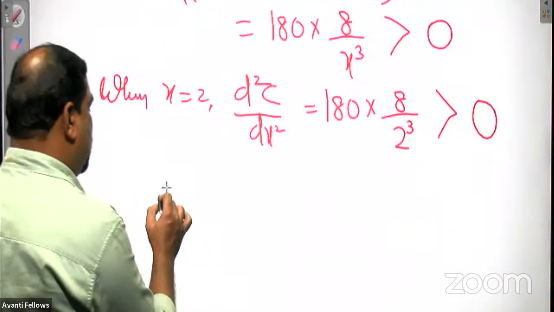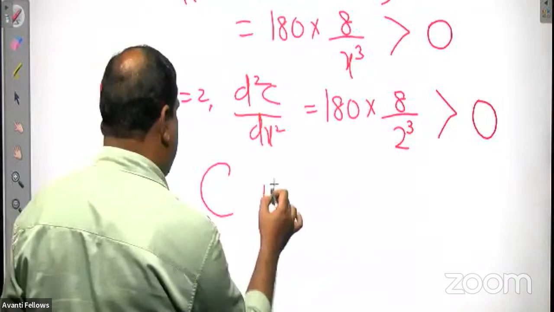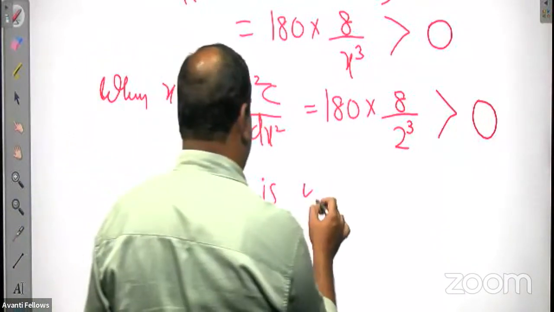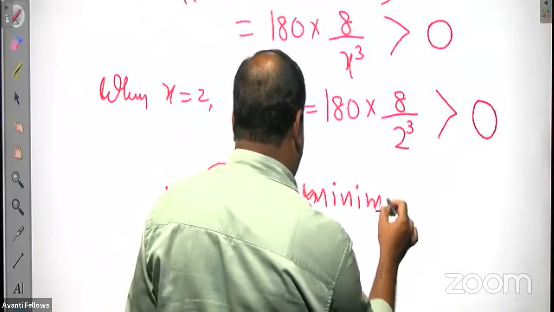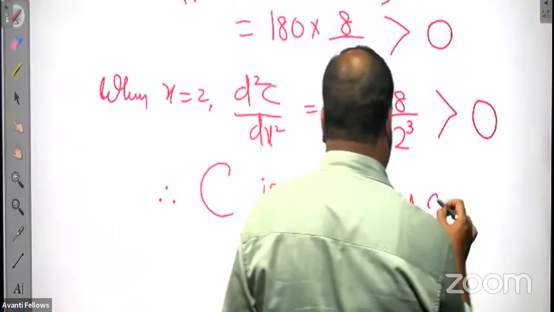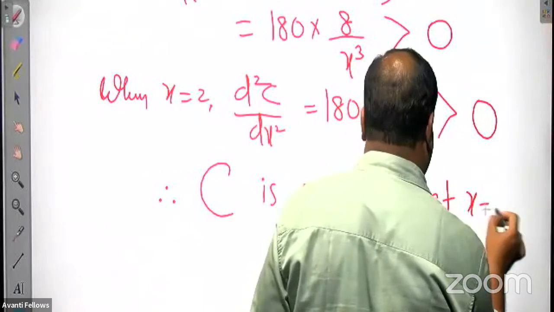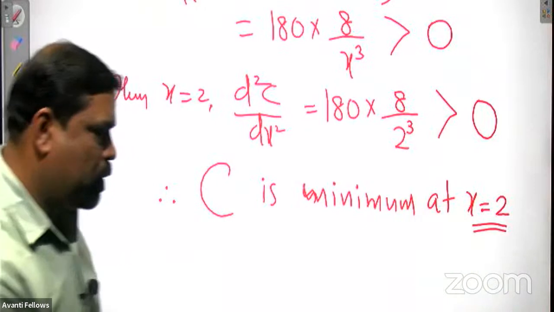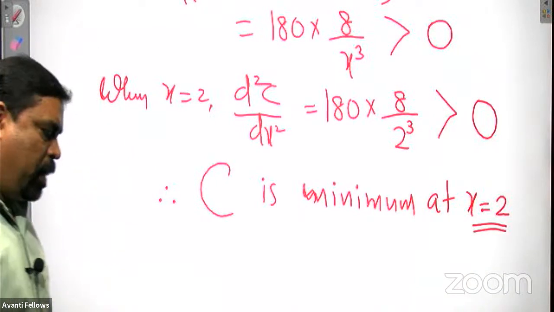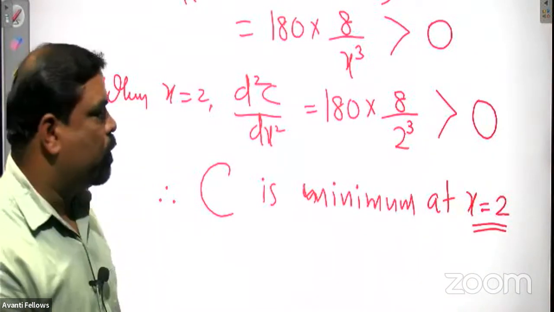That is our conclusion. Therefore, C, the C is our function actually, C is minimum at x equal to 2. C is minimum at x equal to 2.